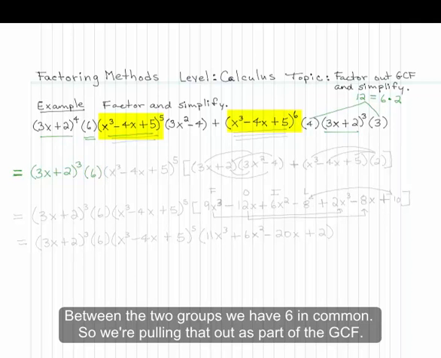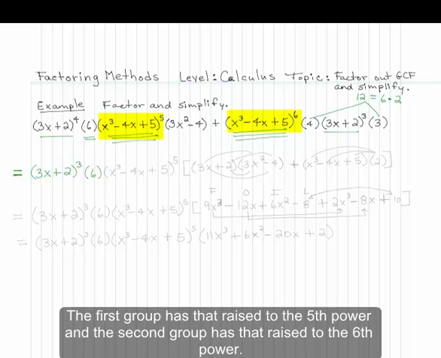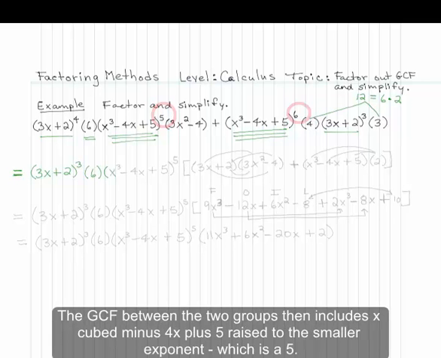Okay, now the next factor that the two groups have in common is x cubed minus 4x plus 5. The first group has that raised to the fifth power, and the second group has that raised to the sixth power. So the GCF between the two groups then includes x cubed minus 4x plus 5 raised to the smaller exponent, which is a 5. And that is all that they have in common.